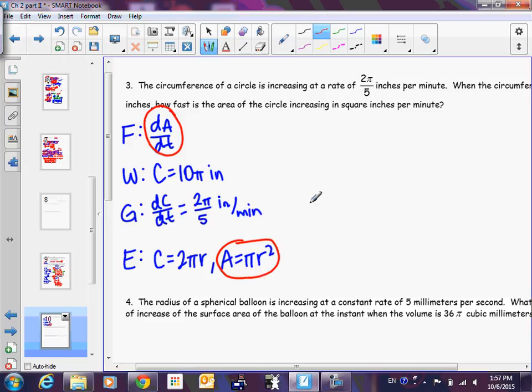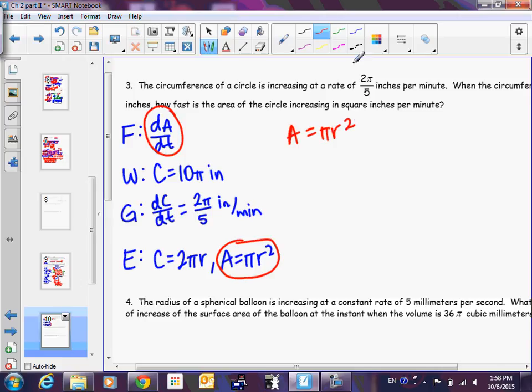And when I get through this, I'm going to get stuck at some point. You're not going to know ahead of time that you're going to get stuck. So I'm going to pretend like I don't know what's about to happen. I'm just going to say dA over dt, derive the area formula. So let's go ahead and do this.